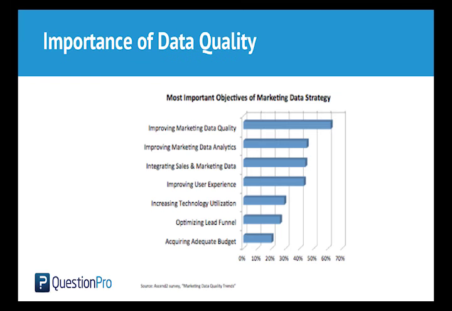So when we think about how important data quality is, this chart I think is very interesting. There was a study done by a leading research firm asking about the most important objectives of marketing data strategy. And as you can see on the chart here, they examined a number of different possibilities: data analytics, integrating sales and marketing data, technology utilization, et cetera. But clearly, the overwhelming most important objective of marketing data strategy was improving data quality. And it really stands by itself. Almost two-thirds of respondents chose that as their most important objective, compared to the other six that were included in this particular study.